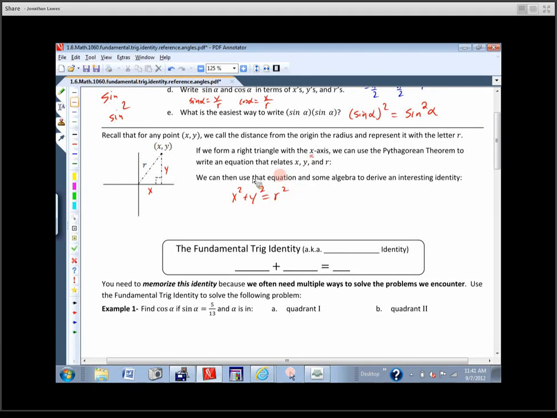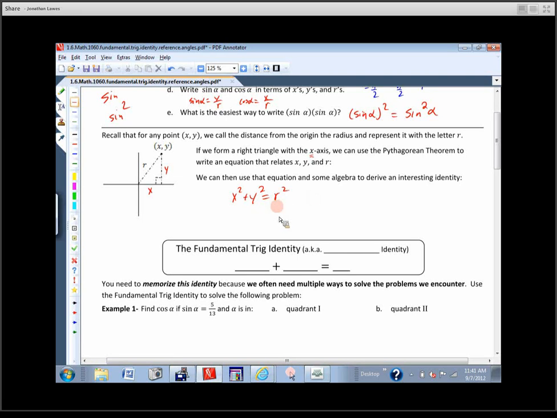Then we can use that equation and some algebra to derive an interesting identity. So here's what we're going to do. We're going to take this, and we're just going to play around with it. We're going to see if we can come up with some identity involving trigs. Could we go from x's, y's, and r's to sines and cosines or tangents or something like that?